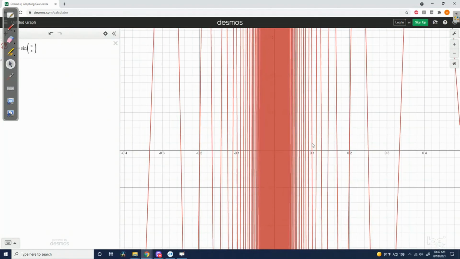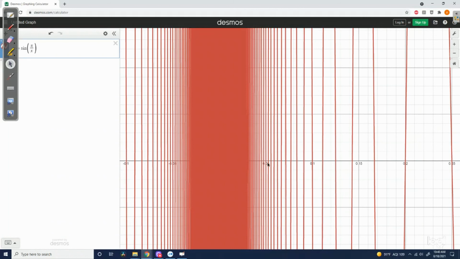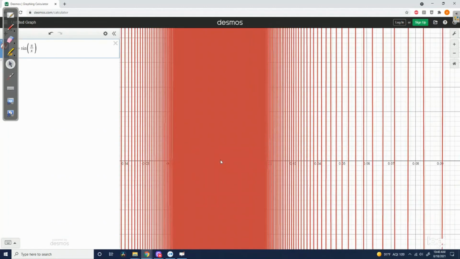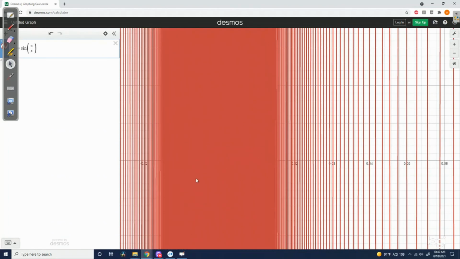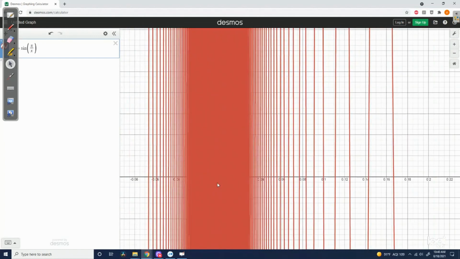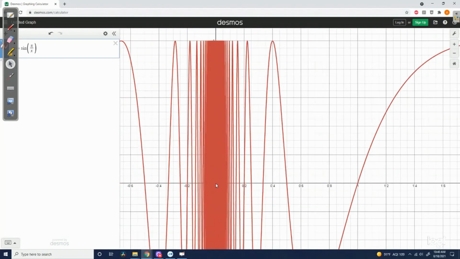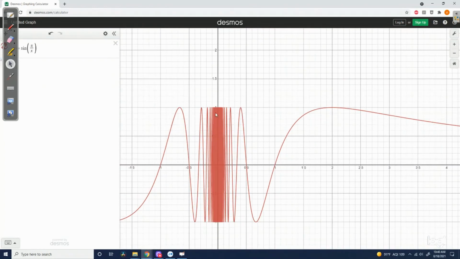And what you'll see is that the ups and downs just keep on happening. And so as you keep zooming in, it's going up and down faster and faster and faster. And it's not approaching a single value. It's actually approaching every single value between negative 1 and 1. And remember that the condition for there to be a limit is that it approaches a value. And since this is not approaching a single value, this does not have a limit.